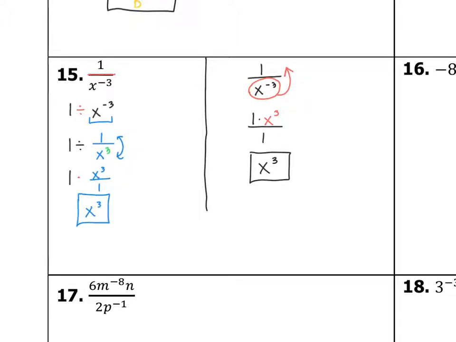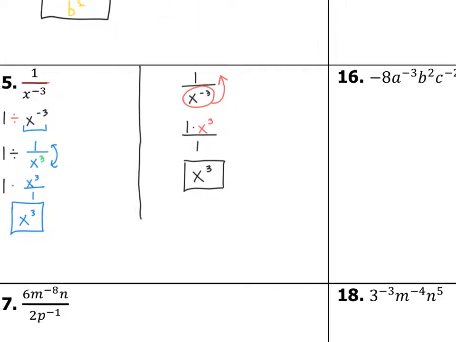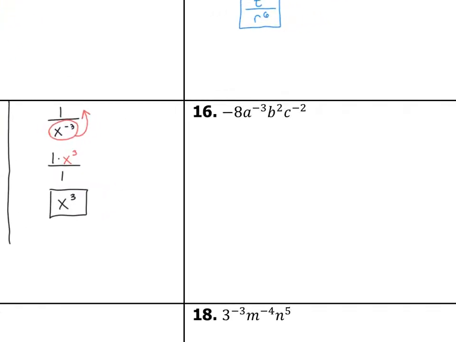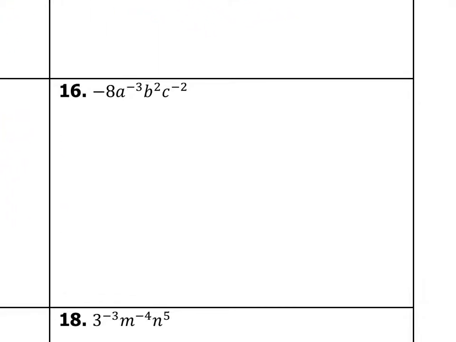You're going to see another example of that here shortly in number 17, so we'll come back to that again. Number 16, let's take a look at this one. So I have a negative 8, which is, remember, to the first power. So I'm just going to rewrite that as negative 8 to the first power. I don't need to do anything to that right now. Next, I have an a to the negative third. I need to rewrite that as 1 over a to the positive third power.